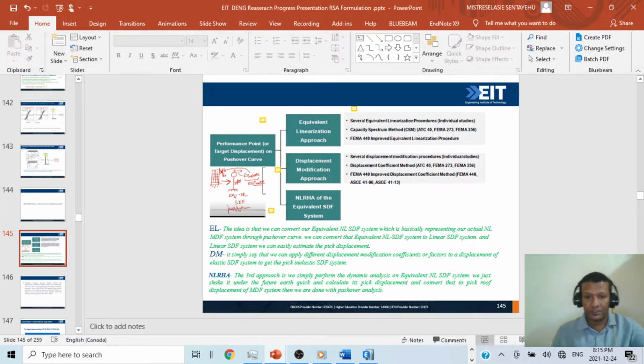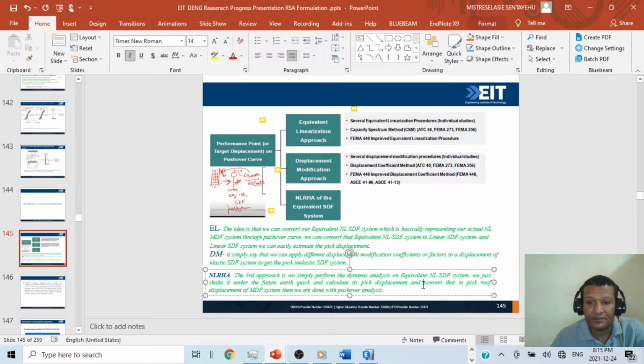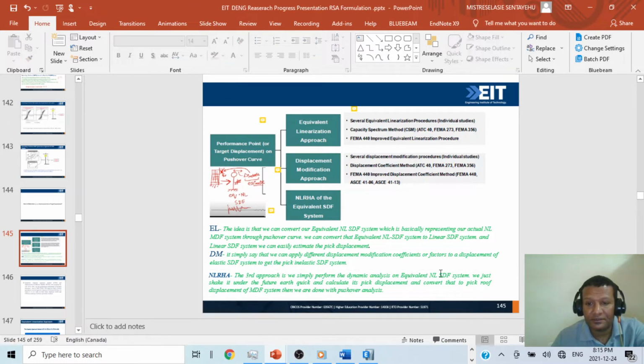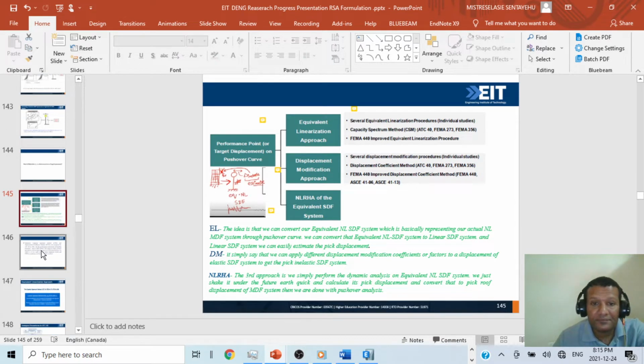So this one is very easy. Once you have your equivalent nonlinear single degree of freedom system, we can directly apply the force and we can convert it into a multiple degree of freedom system. But we have to make this for each nonlinear degree of freedom system. We will discuss it in the coming slides.